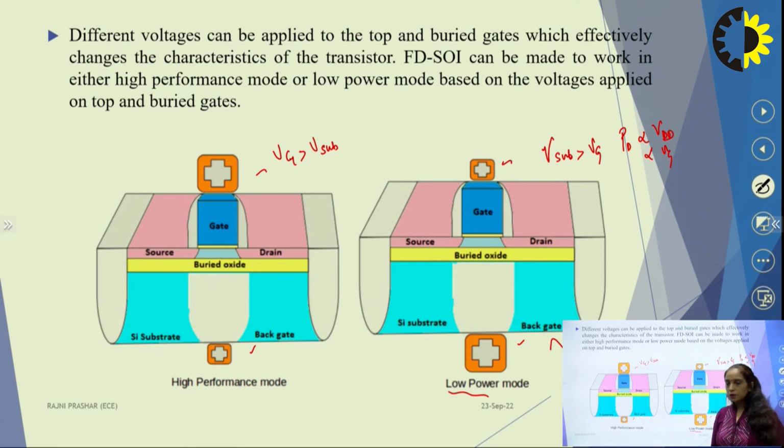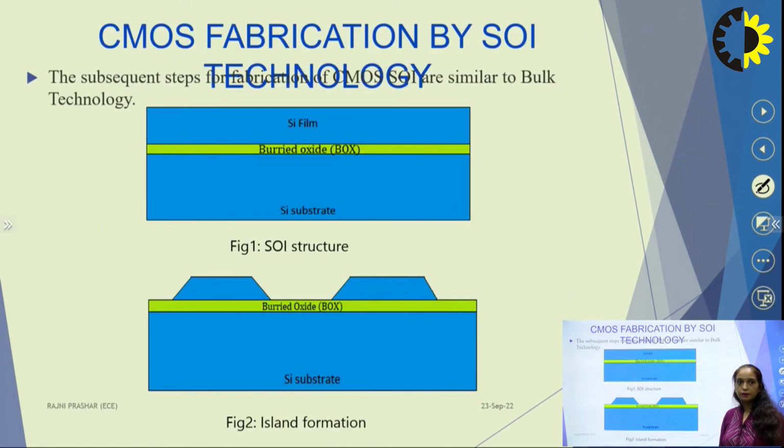So for lower power dissipation, we can use this mode where we apply less gate voltage and more substrate voltage. And for high performance mode, we can use the supply voltage in this way. So we can vary the supply voltage at the gate terminal and at the substrate terminal, so that we can have n number of performance characteristics for a single device.